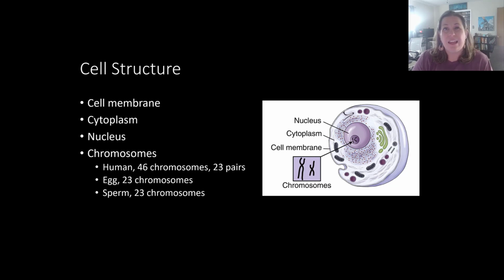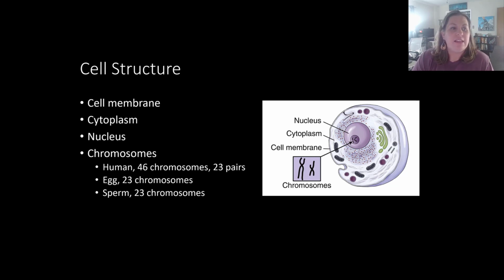Now this means that 23 came from mom in the form of the egg, and 23 were then delivered to the egg by the sperm. This 46 chromosomes is really important because that's the number that we should have. When we look at these chromosomes, 22 pairs are called autosomes. They are the ones that everybody has in common. And then we have the single pair of sex chromosomes, which is the XX or XY.